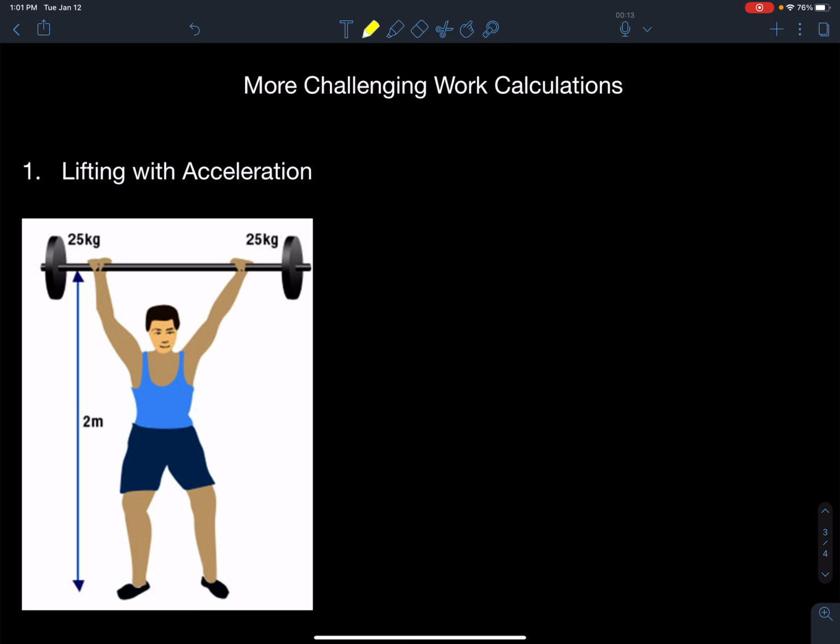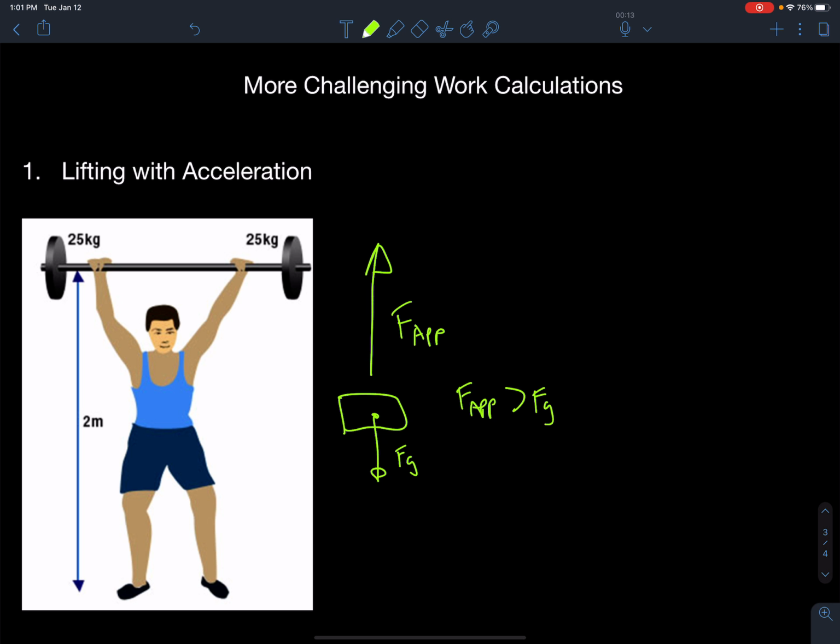Okay, so in this case, the applied force that he's putting up, so I'm going to have a free body diagram, the applied force must be greater than the force of gravity. Okay, so his applied force is greater than the force of gravity. Therefore, the net force does not equal 0. Okay, so work is going to be equal to the applied force that he's putting on to this object, how much effort, how much applied force he's putting up, times the distance that he lifts that object.